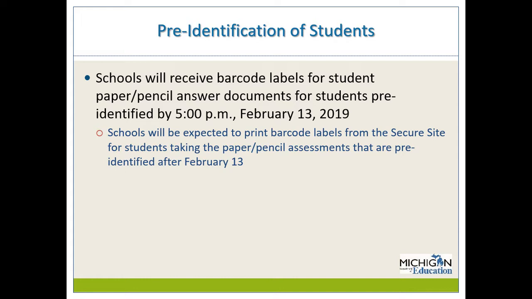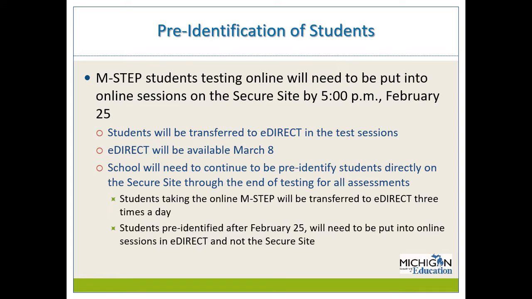Schools will be expected to print any additional barcode labels for students taking a paper and pencil assessment that are pre-identified after February 13th. Just a reminder that barcode labels will be needed for all students taking the SAT, WorkKeys, and PSAT, as they are available in paper format only. Students that are taking the M-STEP online will need to be placed into an online session on the secure site by 5 p.m. on February 25th.